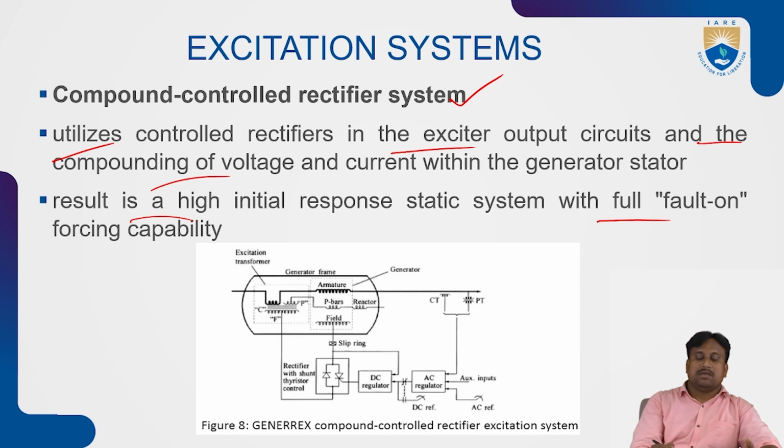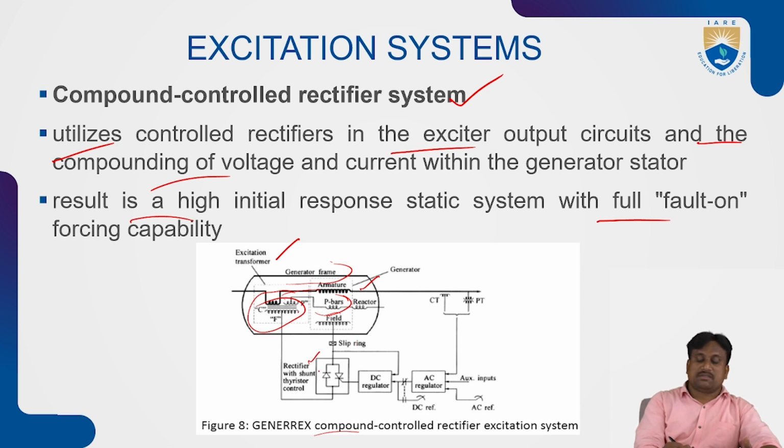That means a GE compound controlled rectifier excitation system is shown here. Here it is representing the excitation transformer, this block, and the whole block is covered with the generator frame to protect it from external distortions. The armature is connecting to the excitation transformer path, and this path is connecting to the reactor's case, and the field is excited here through the slip ring arrangements.